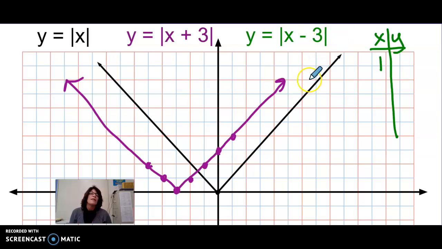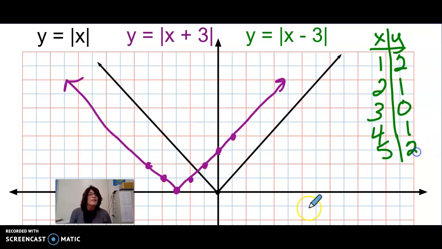1 minus 3 is -2. Absolute value, that's 2. 2 minus 3 is -1. Absolute value, that's 1. 3 minus 3 is 0. Absolute value, that's 0. 4 minus 3 is 1. Absolute value, that's 1. 5 minus 3 is 2. Absolute value, that's 2. I'm starting to see some repeated y's.